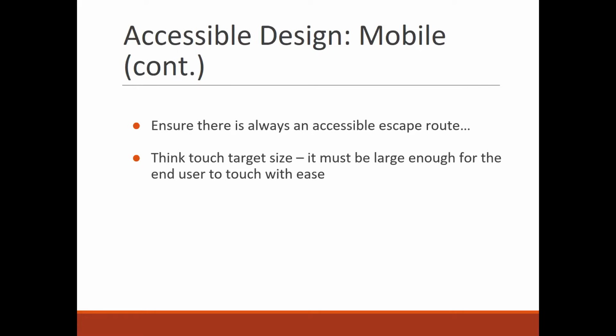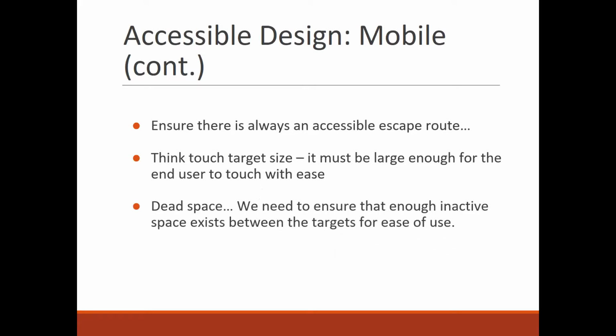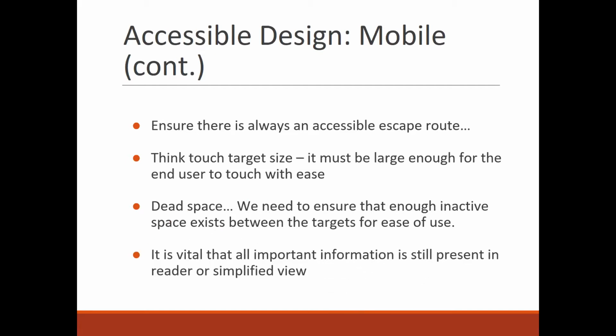Especially if you're testing on mobile, it's a good thing to look for dead space. There needs to be enough space in between those icons so that people with some fine motor challenges can actually differentiate and target the individual icons or options within the site. It's vital that all the important information is still present in reader or simplified view.